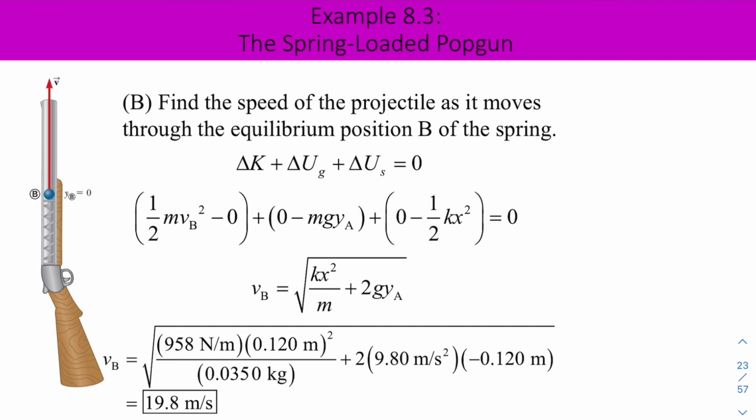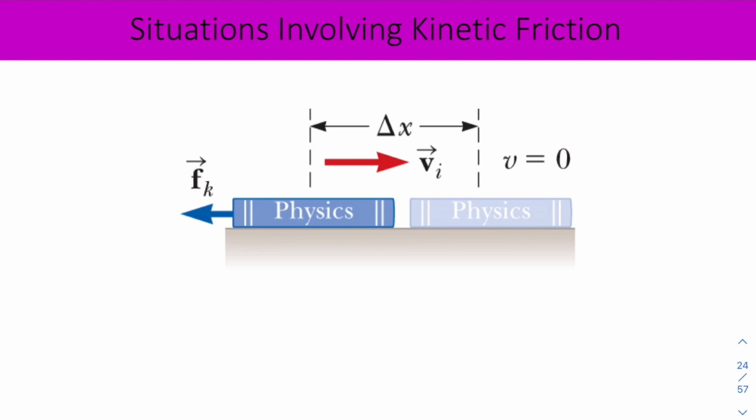Then rearrange the equation, make v_B our interest because the question is asking for this, and substitute the values. Not to forget that your y_A is negative. You have to put the negative sign in your calculation, because it means it's below y_B. Then finally you will get your answer 19.8 meter per second. That is v at position B.